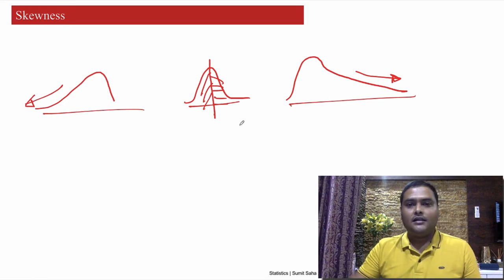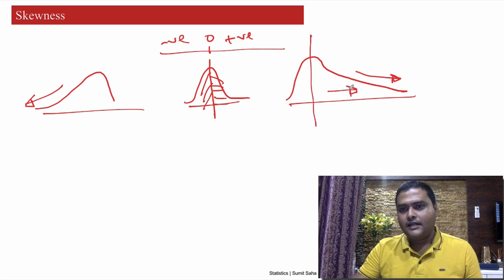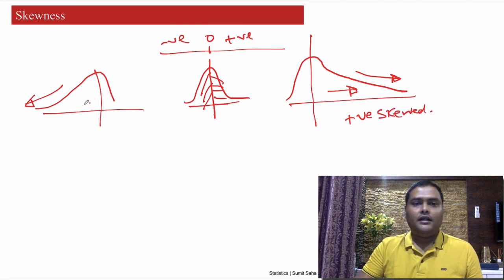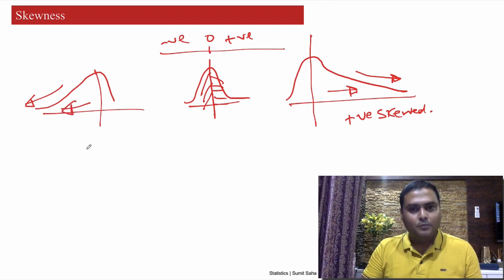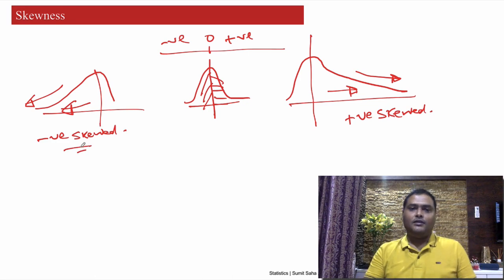So in this case, whether it is positive skewed or negative skewed, how do you remember that? Now if we see the number line, this is 0, this side is positive, this side is negative, right? So if data is spread on the right-hand side, then I will say this is positive skewed. If data is distributed more, spread more on the left-hand side, then I will say this is negative skewed. Clear? Any doubt in this?